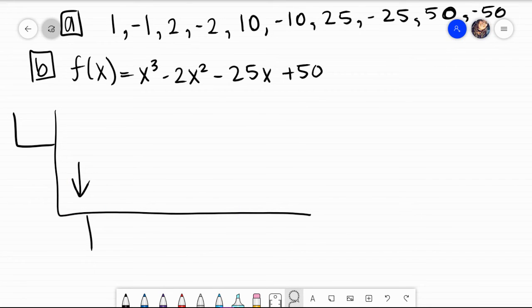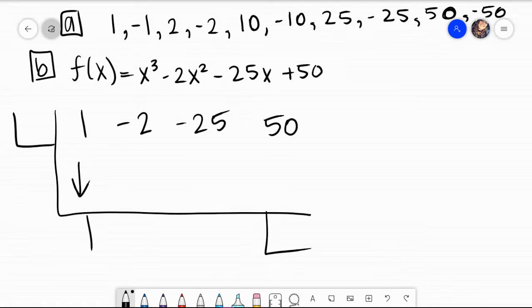Okay, awesome. The little parts that it kept, I am going to use. I have 1, -2, -25, and a positive 50. Moving down my possible list of rational zeros, I'm at 2. Bring down your 1. 2 times 1 is 2. Signs are the same, so it's positive.